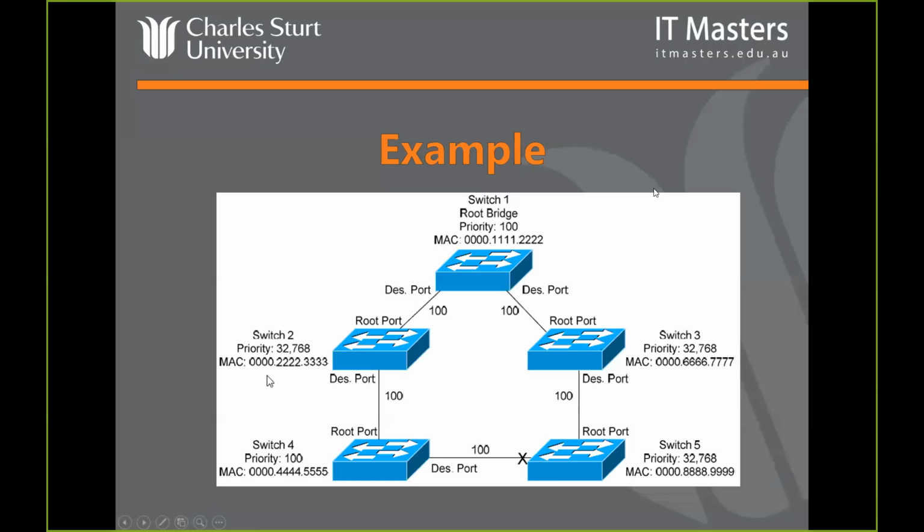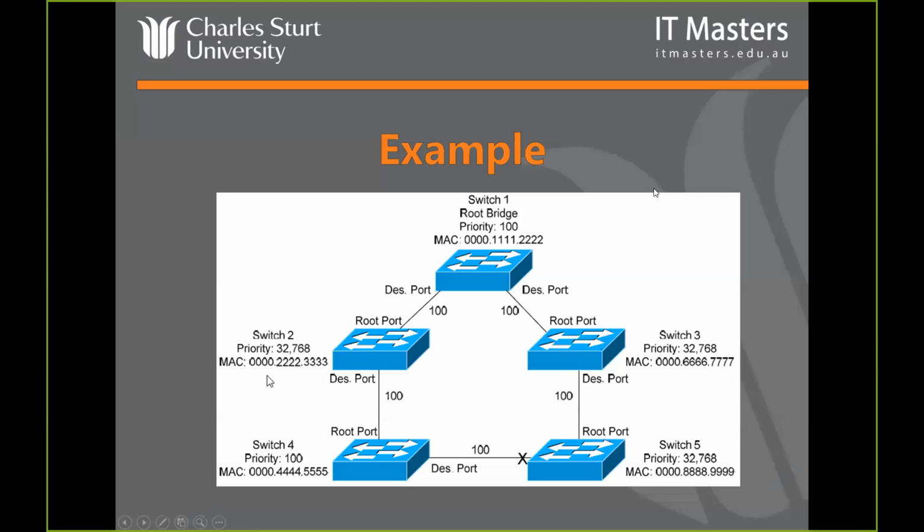Similarly, when we get down to switch 4, we have the root port. This port here is the root port because it's closest to the destination, to the root bridge. It could go this way, yes, but it's got 1, 2, 3 hops this way, and 1, 2 hops that way.